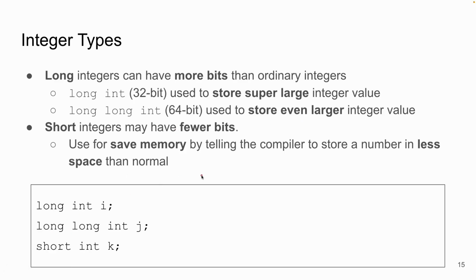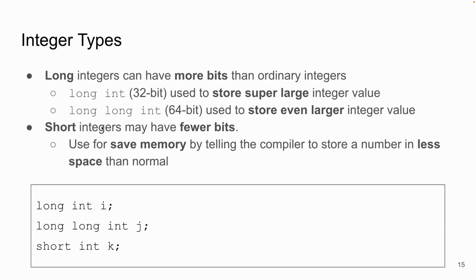And we can also declare an integer to be a short integer. Long integer is for the situation where you want to use more bits to represent the integer value. For the short integer, that means I want to use fewer bits to represent the integer value I have. So in what situation do we want to use fewer bits?